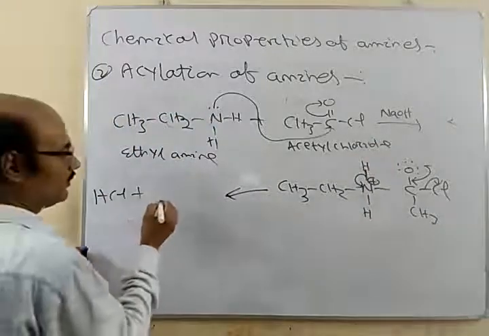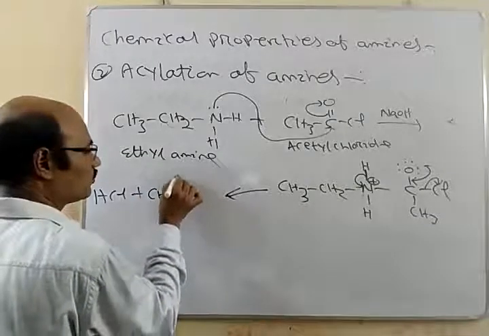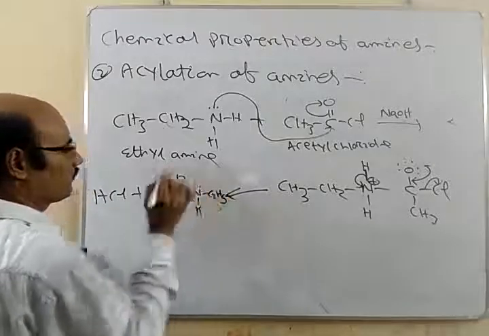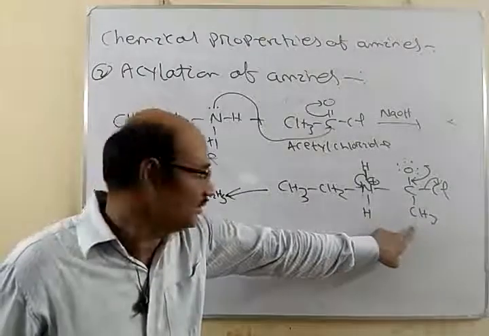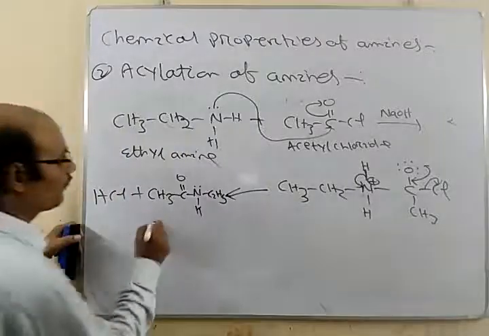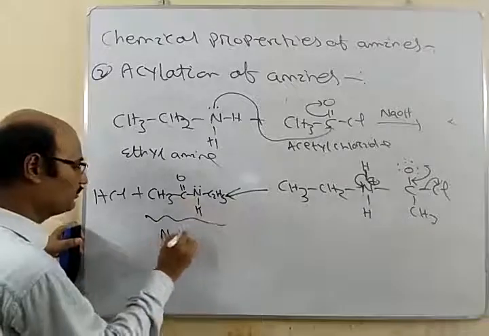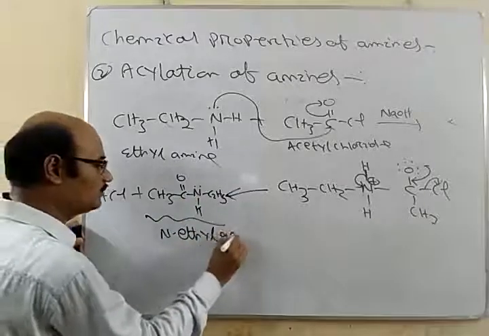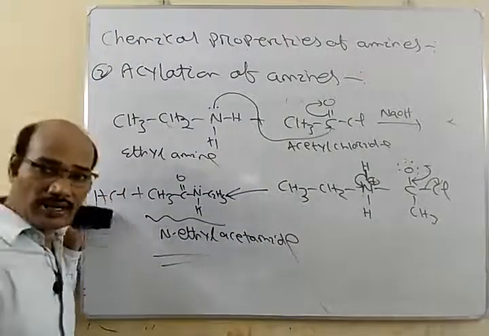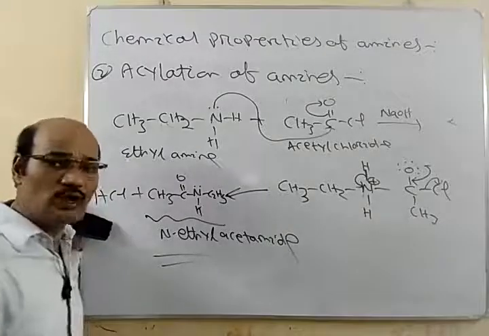HCl plus what? CH3, C double O, NH, C2H5. See, CH3, C double O, then NH, C2H5. This is what? N-ethyl acetamide. Okay, so amines react with acetyl chloride in presence of base to give what?